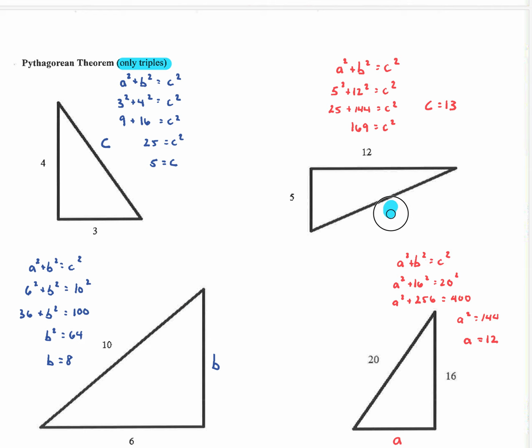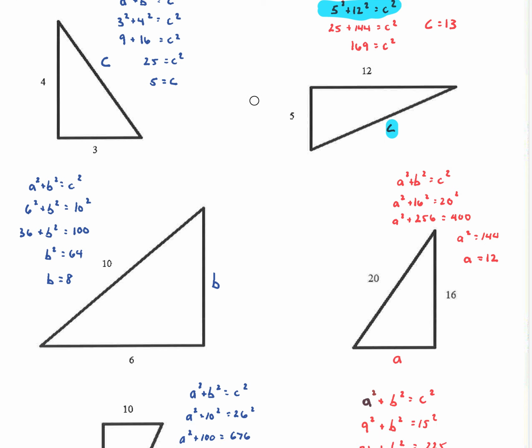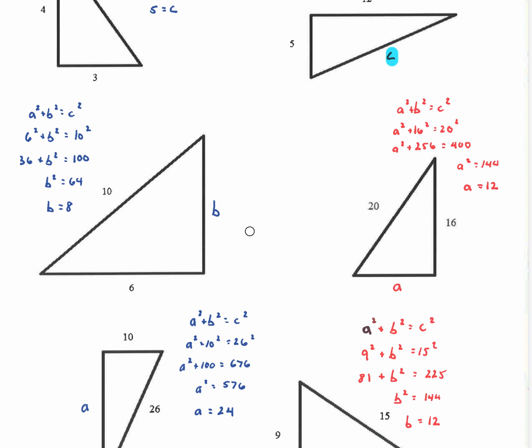Here, you don't know this one, so I'll just set it up. 5 squared plus 12 squared equals what squared? 25, 144, 169, and then take a square root. Square root of 169 is 13. So this is a 5, 12, 13 triangle. Again, very popular. 3, 4, 5 and 5, 12, 13 are two of the smaller, kind of starter triangles for Pythagorean triples.